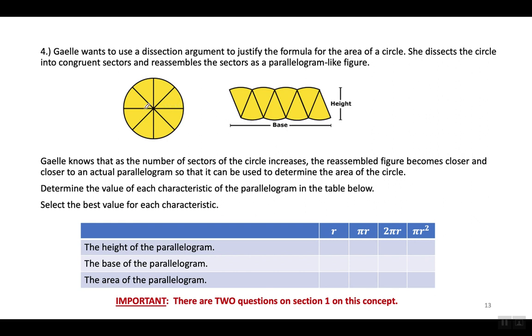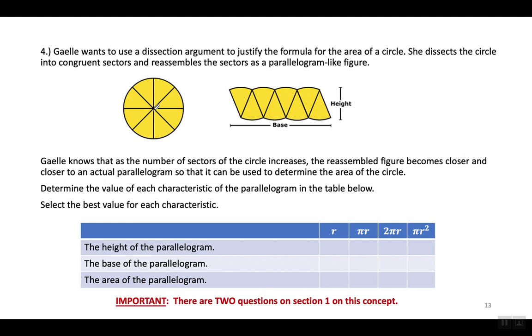So basically, the concept is this. If you divide the circle into these pieces and rearrange it into a parallelogram, the area of this parallelogram will come very close to matching the area of this circle. The more pieces you divide it into, the more accurate the area that you get will be to match the area of the circle. Let me explain a couple things.